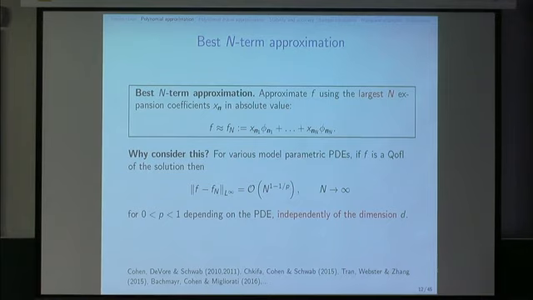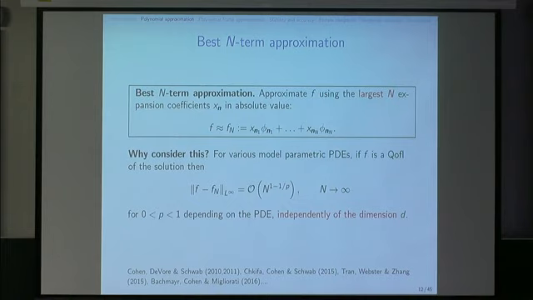Why consider this? Well, as was explained in detail earlier in the week, the reason we do this is because we have very good estimates for the rate of convergence of the best n-term approximation. Specifically, if you consider these model parametric PDEs, these elliptic diffusion problems, etc., then the error of the best n-term approximation goes down something like n to the 1 minus 1 over p, where p is a number between 0 and 1, depending on the PDE and the diffusion coefficient. I'm not going to go into any of the detail about the theory of this. There's been a huge amount of work proving these kinds of estimates for different types of PDEs.